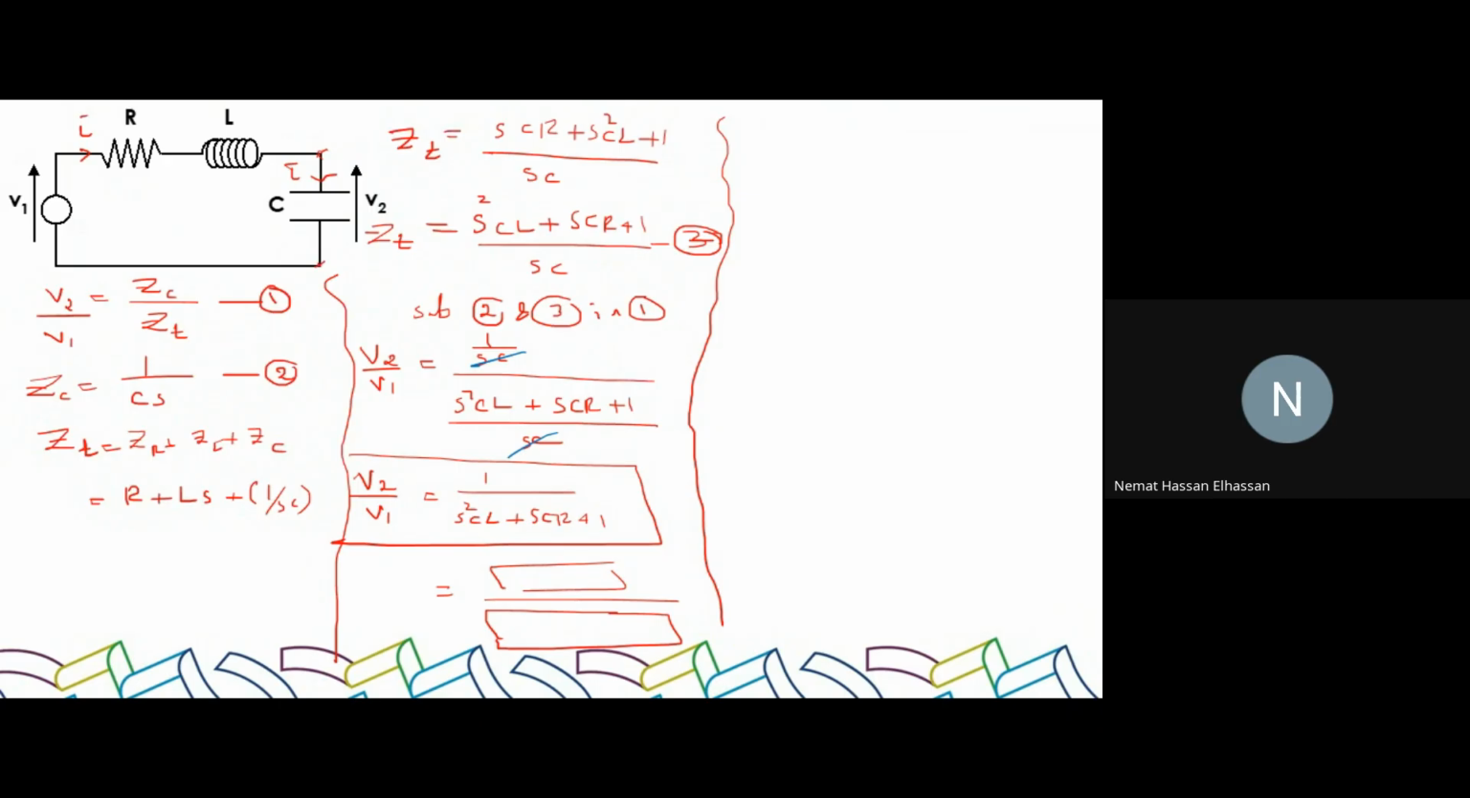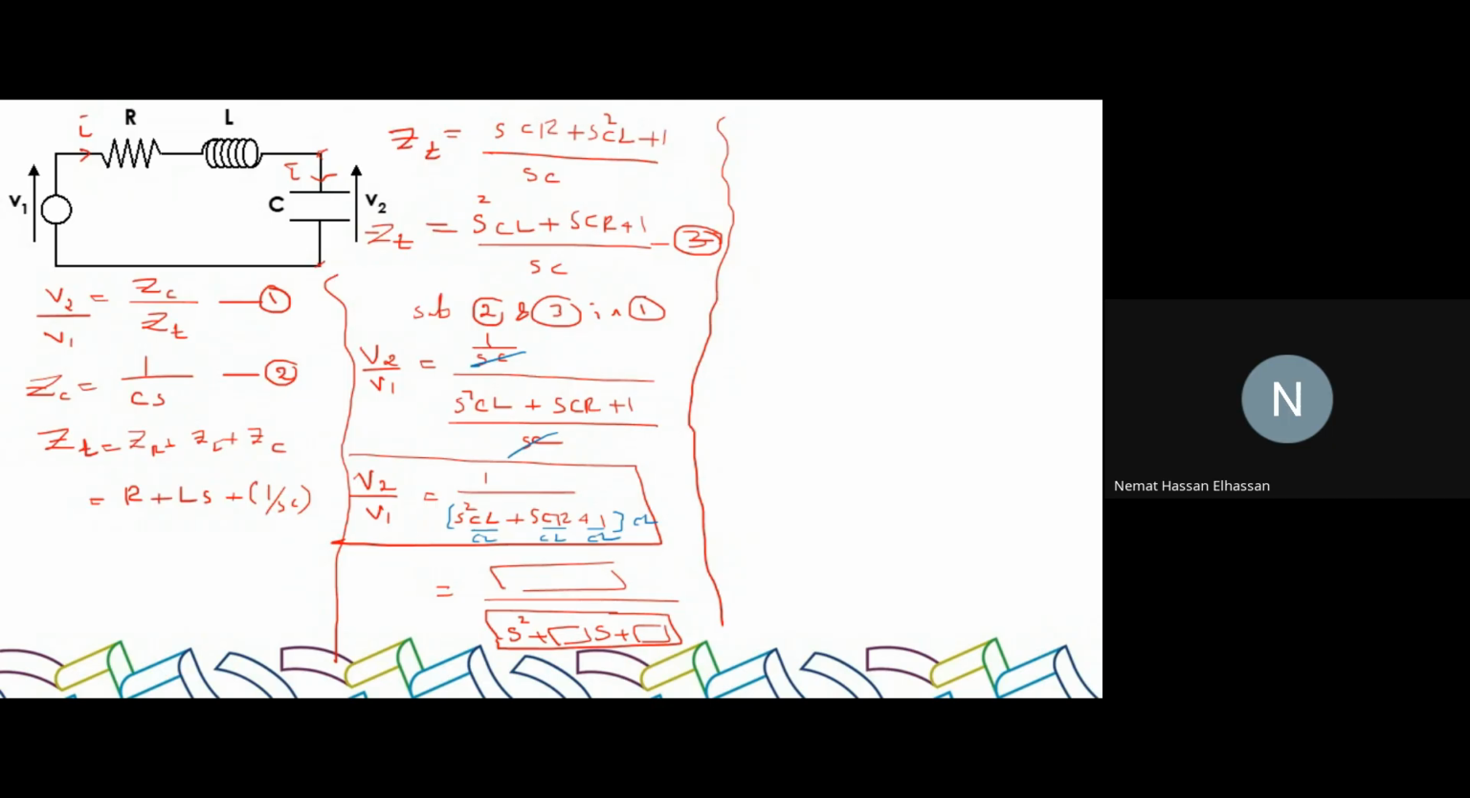But the standard form is when the denominator is in the form of s squared plus a term multiplied by s plus a constant. So the s squared coefficient has to be 1, not CL. It has to be a singular value. So just to restructure it in the standard form, I'm going to take CL out as a common factor and divide each and every term by CL. So I haven't changed the value of the equation. It still remains the same, right?